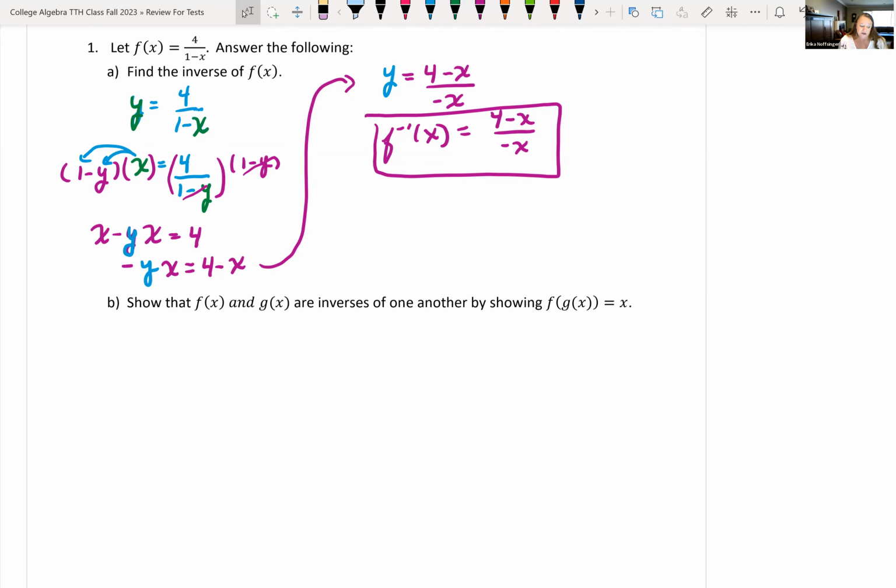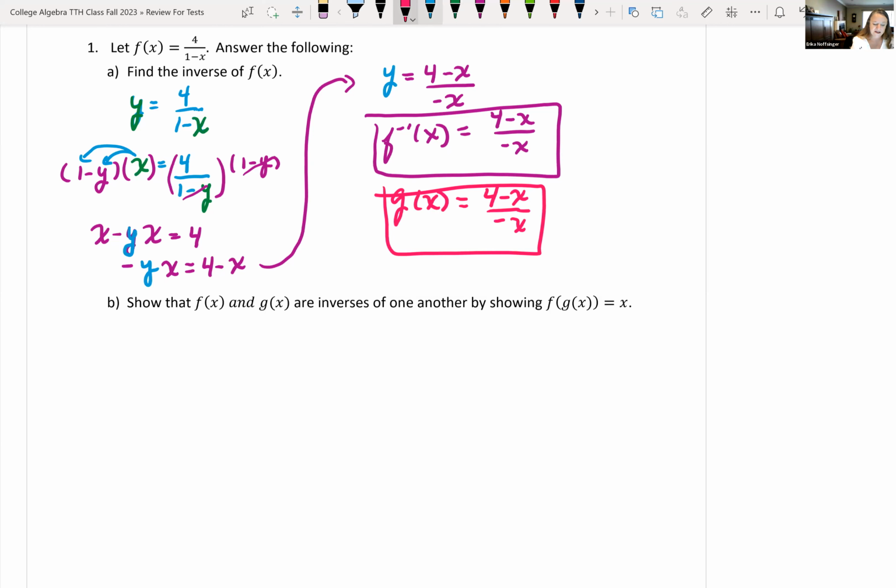So once you find the inverse function, we can check to make sure that we did everything correctly by going back and taking the composition of two functions. And when we take a composition of a function and its inverse, we should get back x. So either direction we take that composition, in this case, f of f inverse of x or f inverse of f of x, we should get back x. So show that f of x and g of x are inverses. We're going to let g of x be what we found to be the inverse function, 4 minus x divided by negative x.